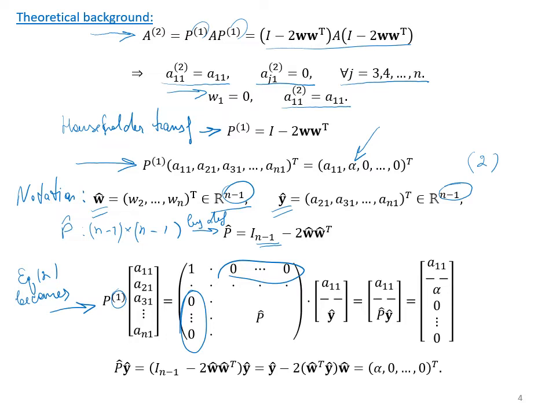We will get matrix P hat, or Householder transformation, which is going to have size n-1, multiplied by this vector where A11 is the first entry, and then vector Y consists of also entries from matrix A. So as a result, we will get a vector where we have A11 as a non-zero entry, number alpha, we will discuss it soon, and the rest will be just zeros.